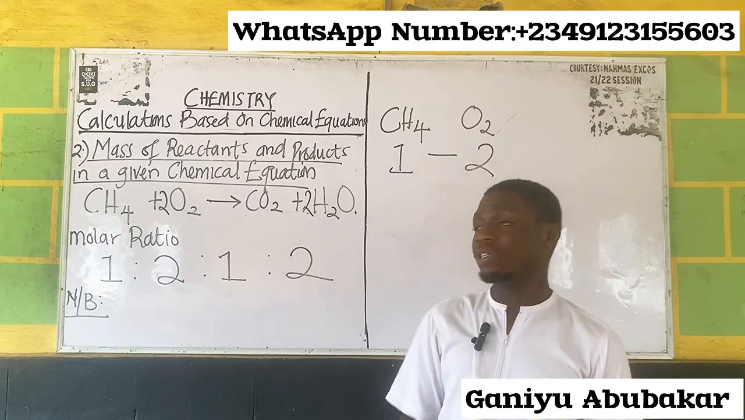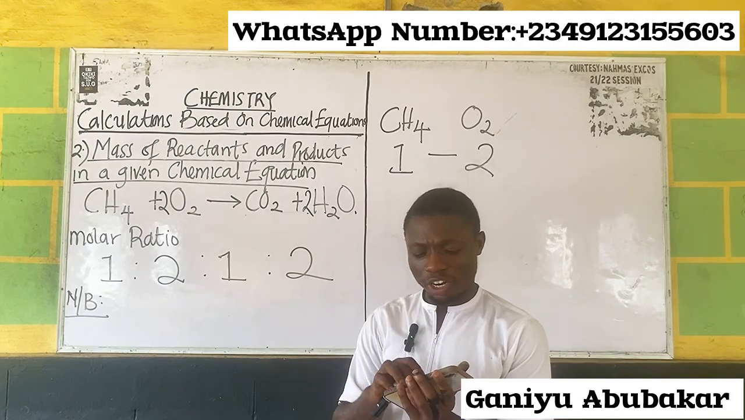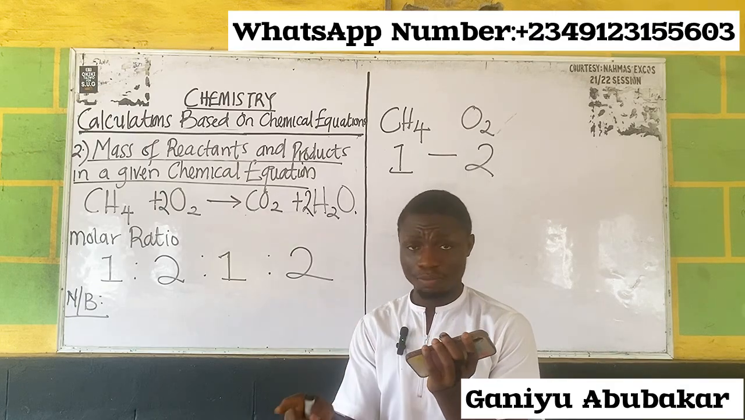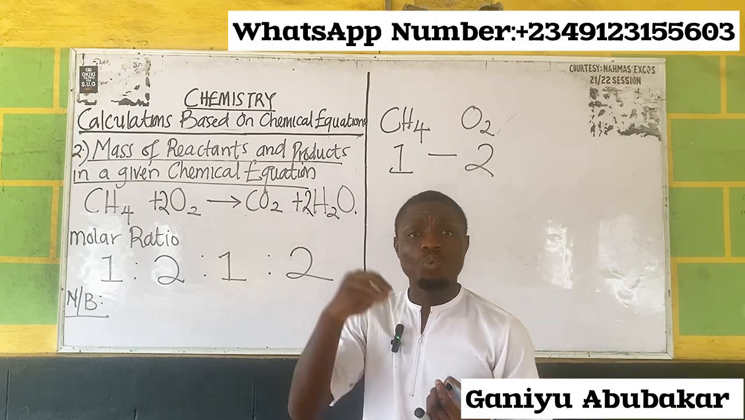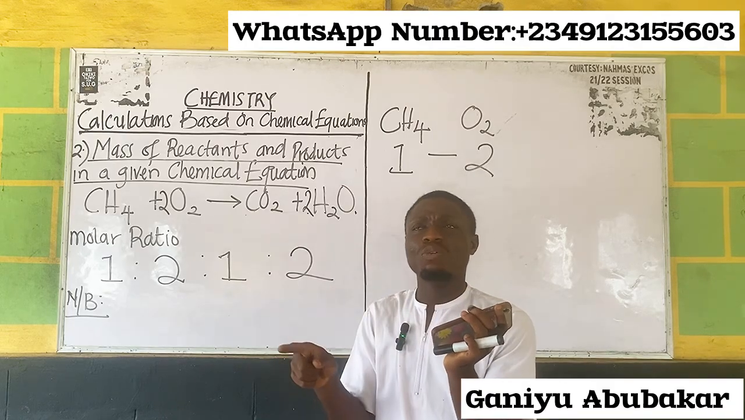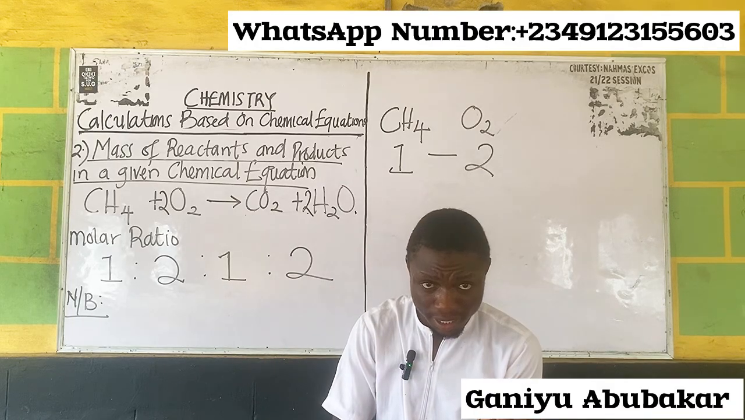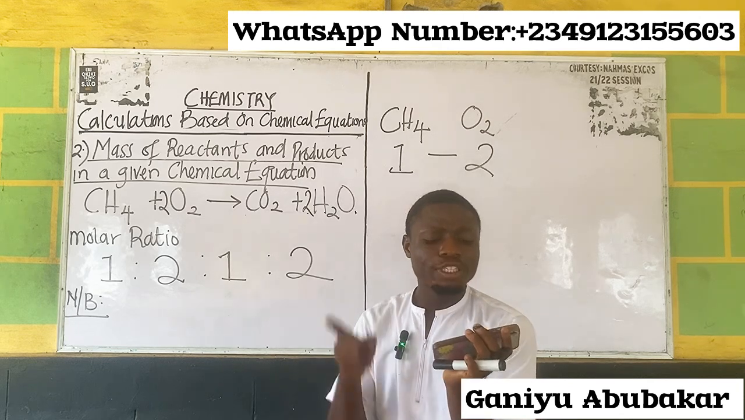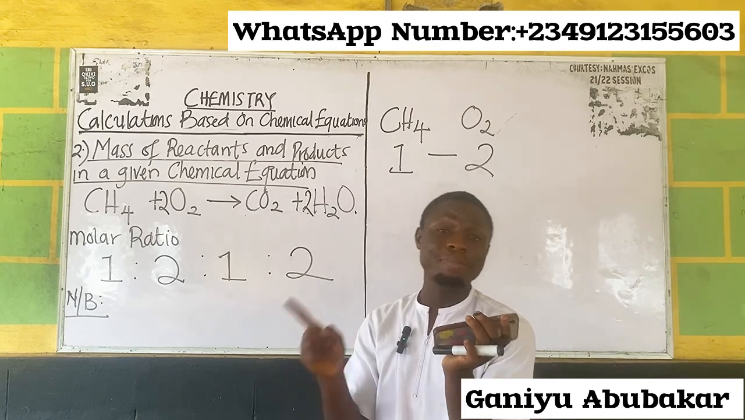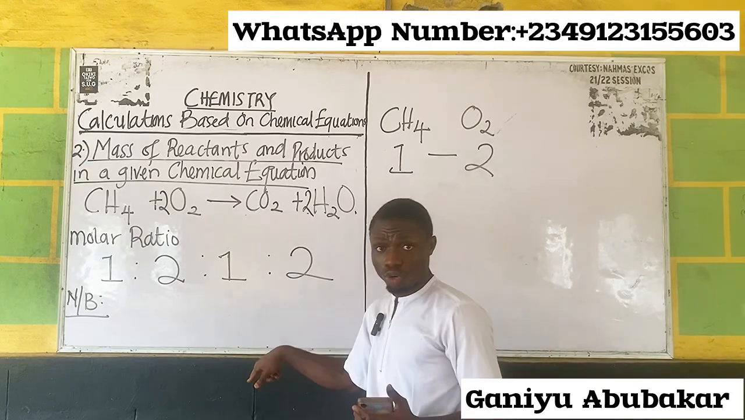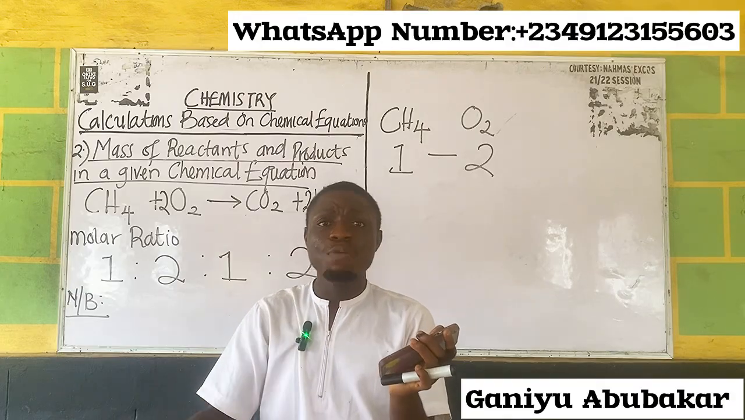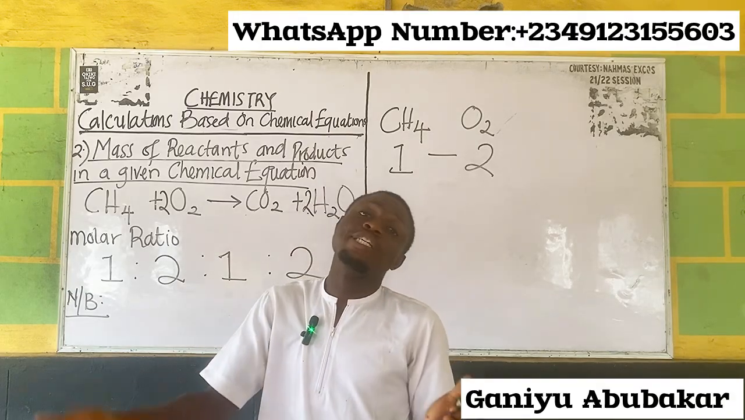Now check the question very well. They said, what mass of oxygen? In this case, we are looking for the mass of oxygen, but before we get the mass of oxygen, we need to get the mole of oxygen first. They said oxygen is required to react completely with 1.2 mole of methane. So methane has a mole, but oxygen does not. Before we get the mass of oxygen, we have to get the mole of oxygen.